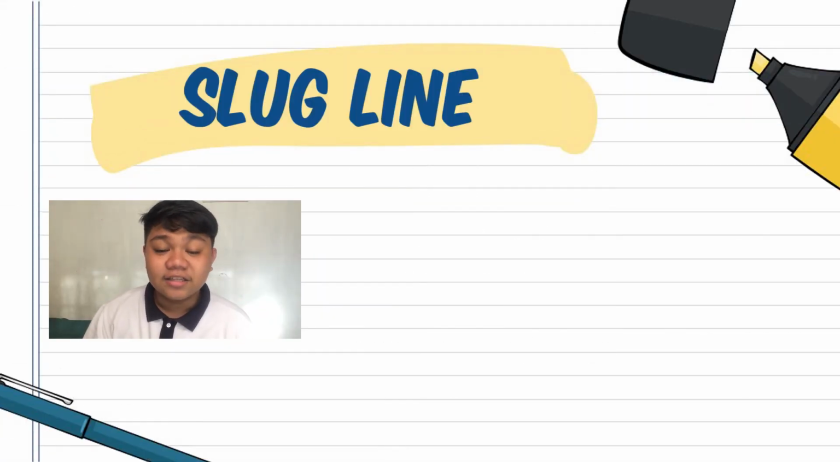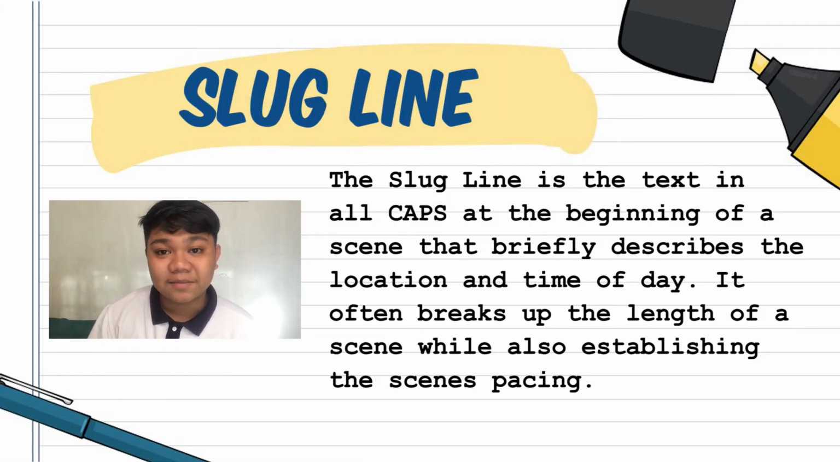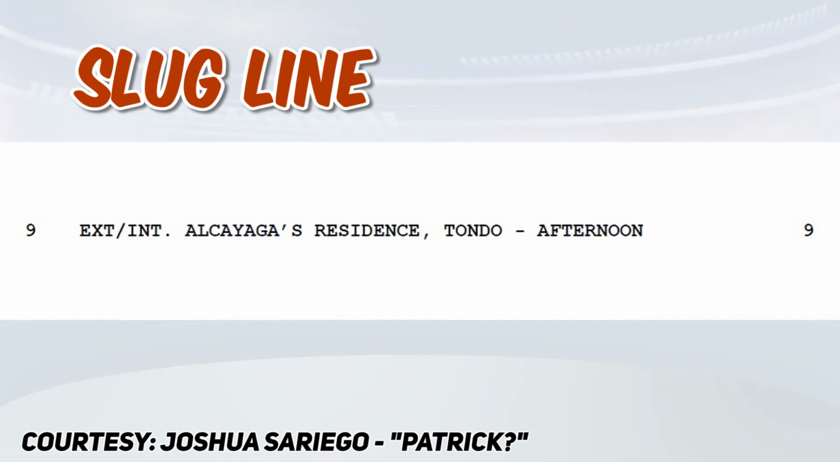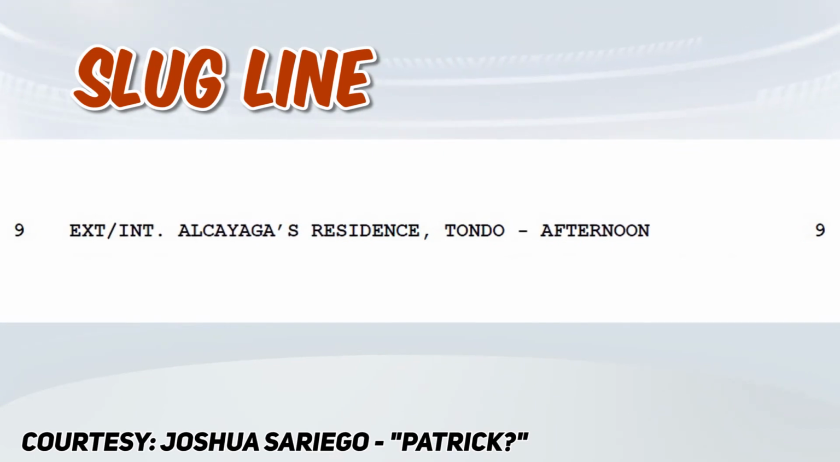Slug line. The slug line is the text in all caps at the beginning of a scene that briefly describes the location and time of day. It often breaks up the length of a scene while also establishing the scene's spacing.